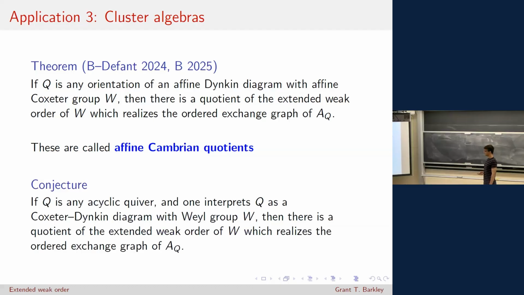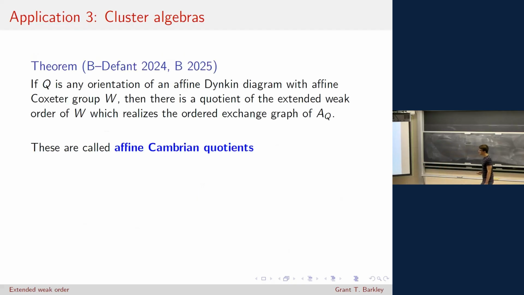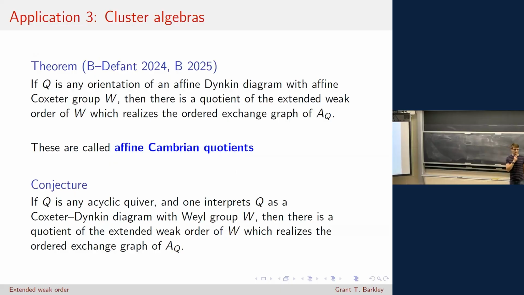So one could conjecture that if I have any acyclic quiver and I interpret it as a Coxeter diagram for some Coxeter group, then there should be a quotient of the extended weak order which realizes the ordered exchange graph for the cluster algebra. So there should be some way of turning the Hasse diagram of extended weak order into an exchange graph for a cluster algebra. And the process should look something like what we did here. It should look like squishing stuff. So more precisely, there should be a lattice quotient of extended weak order. That's the conjecture. So questions about this conjecture?